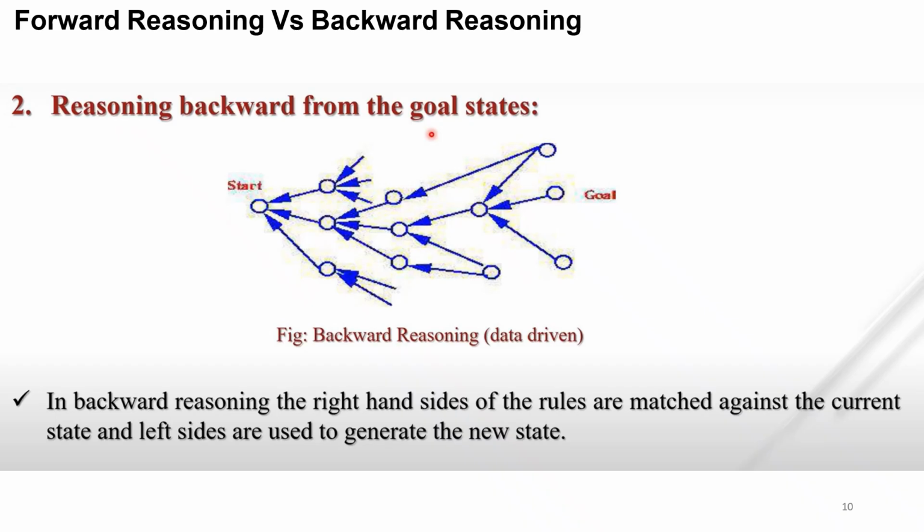The goal will be traffic slow. The rules that we are going to apply in the reverse order: if the road is wet, then traffic will be slow.